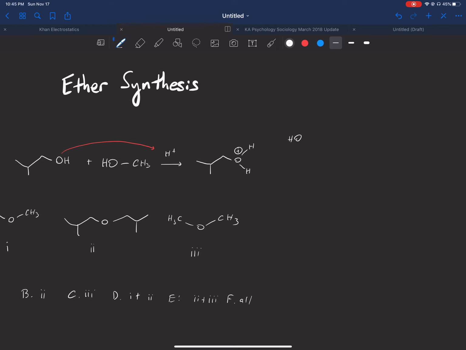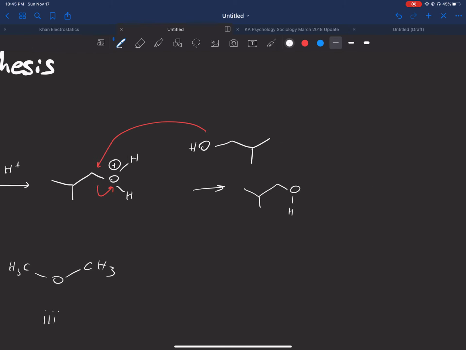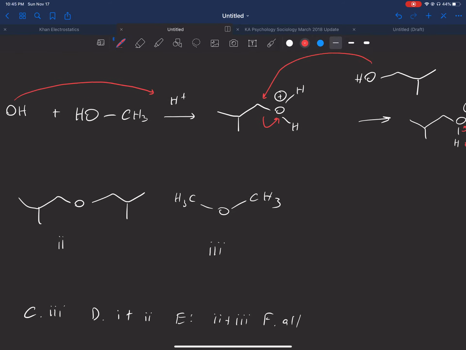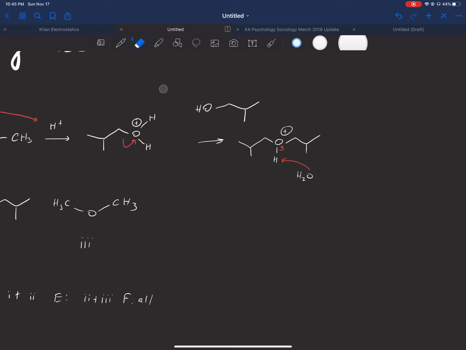So OH attack that carbon, kicking out that water, giving us this, right? So we're going to have this plus, and that water can now deprotonate this. And so that's going to give us number 2. So we have 2 of the products already.